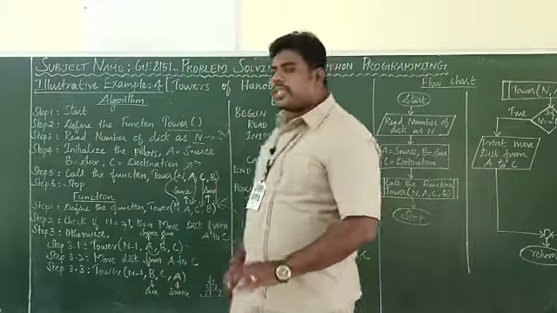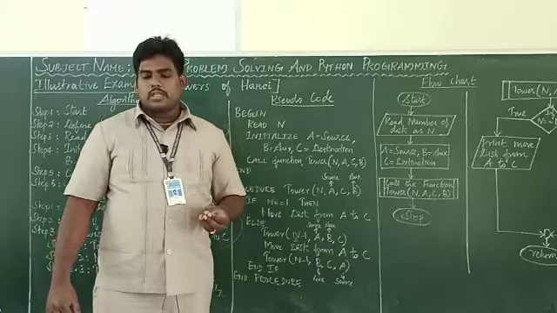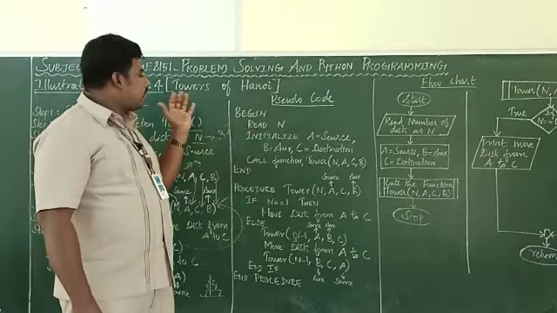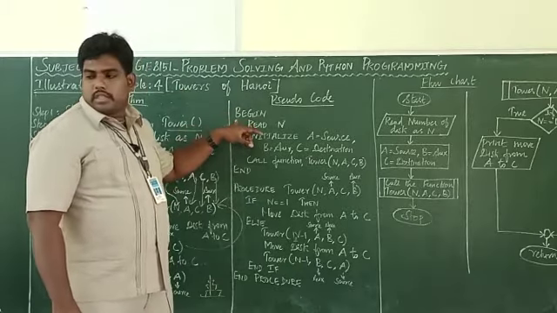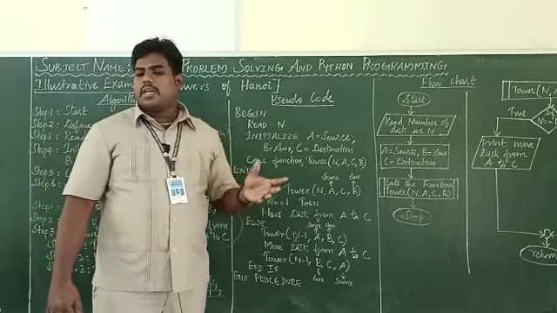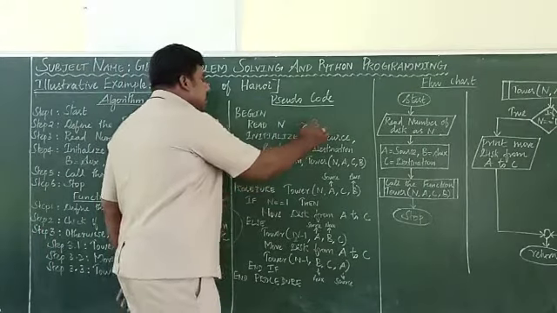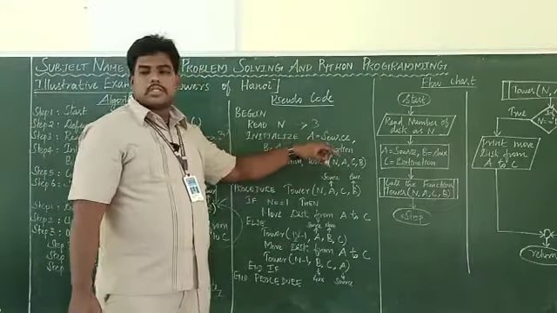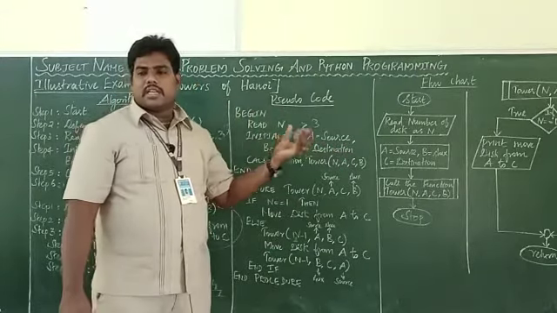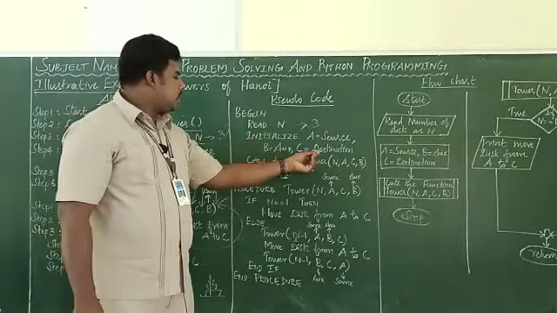So now we are going to see the pseudocode. What is pseudocode? With the help of keywords, we are writing the pseudocode. So first begin. Instead of start, here we have to use begin. Then read n. What is n? N is nothing but the number of disks. Then initialize a equal to source, b equal to aux and c equal to destination. Just assigning the source to a, the auxiliary middle to b and the destination to c.